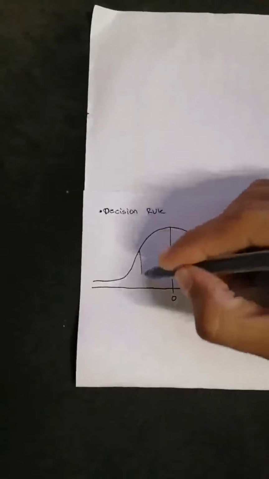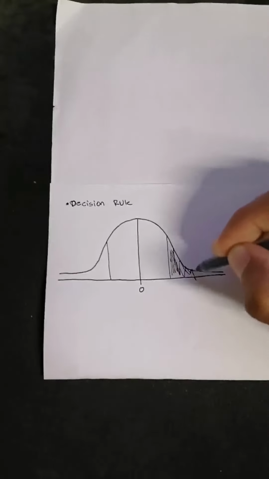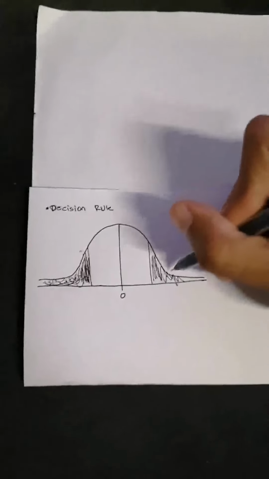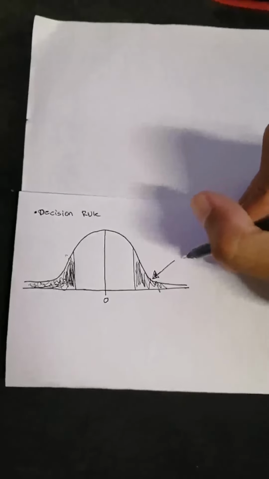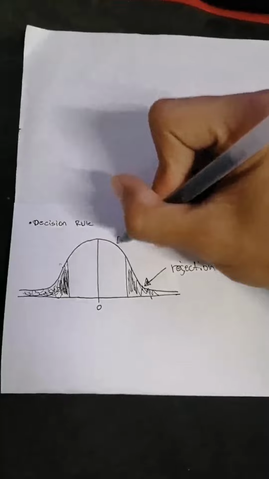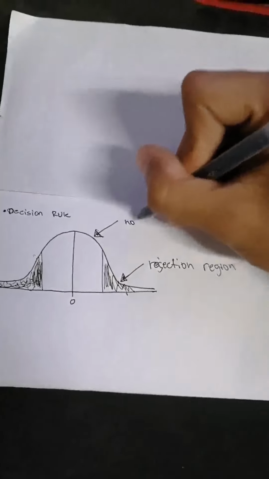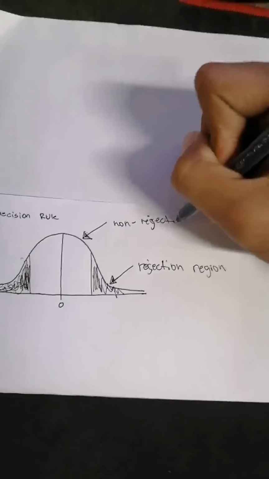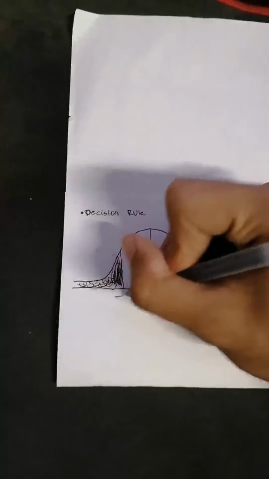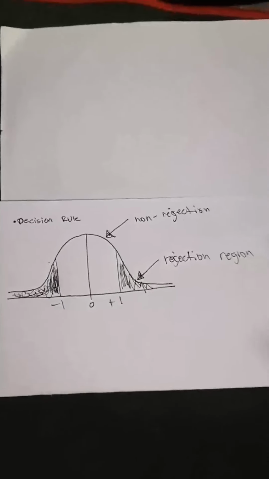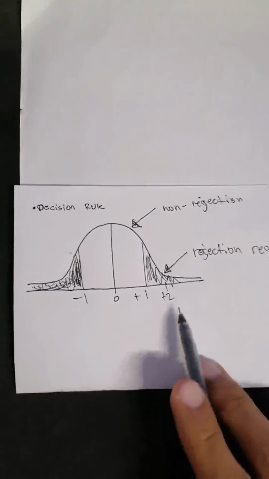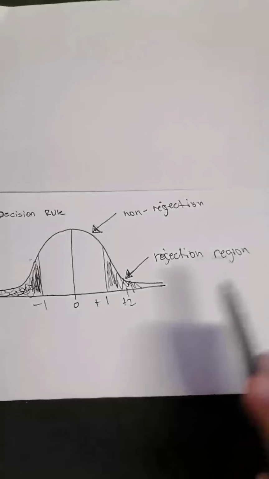When you say these are shaded regions, this part here, the shaded region, is the rejection region, and here or here, this is non-rejection. When we say this is positive 1, this is negative 1. So when the result of our problem is positive 2, the positive 2 is here in our rejection region, so we will reject.